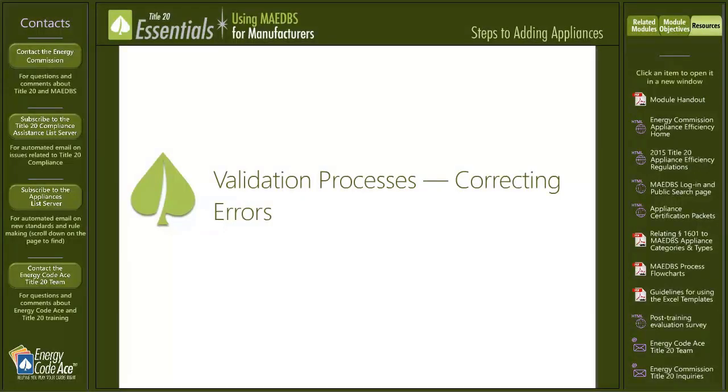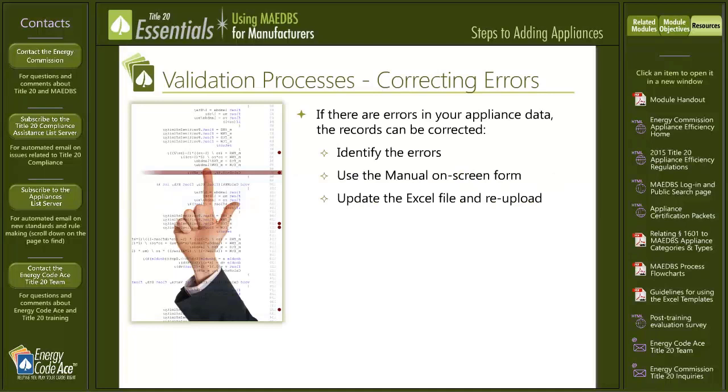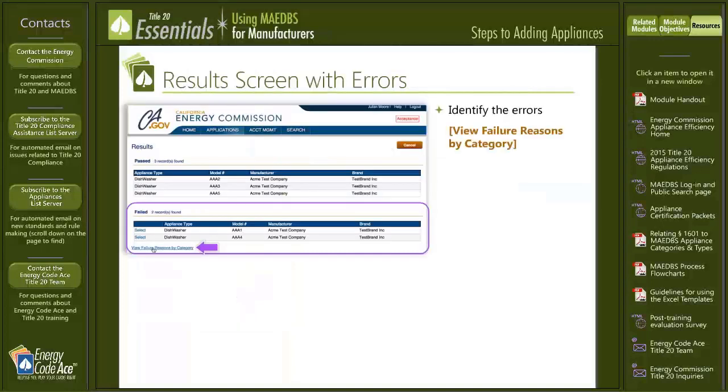Let's take a quick look at the validation processes for correcting errors. If there are errors in your data submission, those records can be corrected. First thing you'll have to do is identify the errors. If there are only a few errors, you can use the manual on-screen form and re-input the data. If there are multiple errors, you can update the Excel file you used and re-upload it. In both cases, the first validation process is reinitiated.